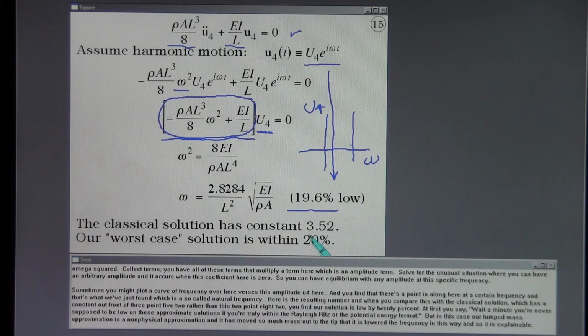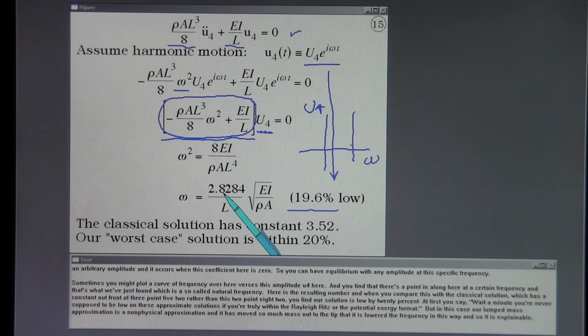Here is the resulting number, and when you compare this with the classical solution, which has a constant out front of 3.52 rather than this 2.82, you find our solution is low by 20%. At first you say, wait a minute, you're never supposed to be low on these approximate solutions if you're truly within the Rayleigh-Ritz or the potential energy format. But in this case, our lumped mass approximation is a non-physical approximation, and it has moved so much mass out to the tip that it has lowered the frequency in this way, and so it is explainable.